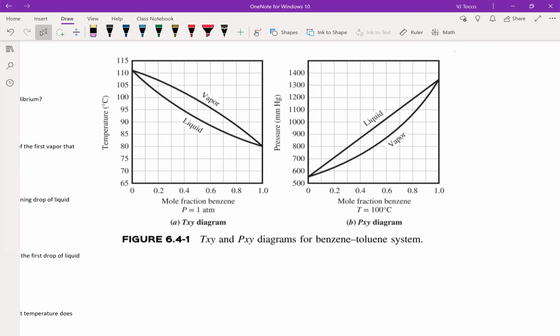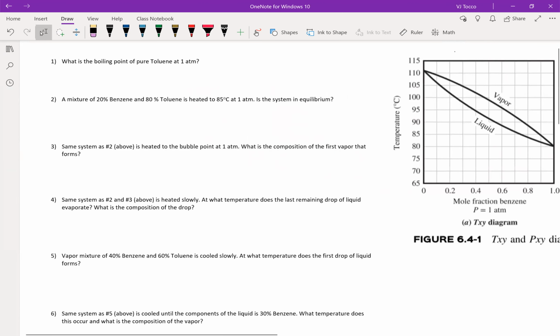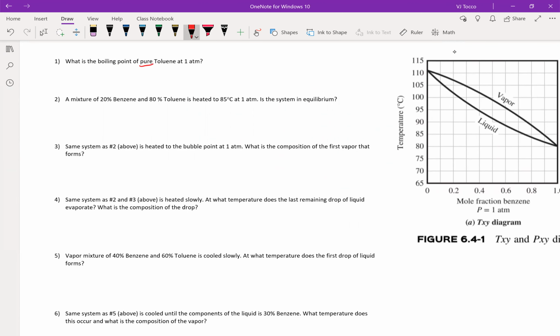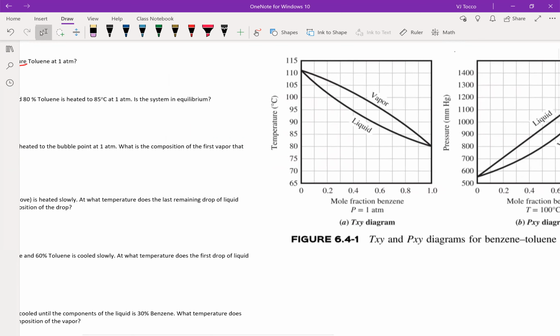Remember that the terminology of boiling point is for a pure component. And indeed, I'm talking about pure toluene at 1 atmosphere. Because I'm talking about pressures being specified and temperature can vary, I'm going to want to look at the TXY diagram where pressure is constant. Thankfully, the pressure is 1 atmosphere for this particular diagram.